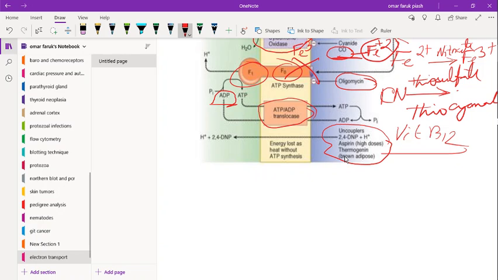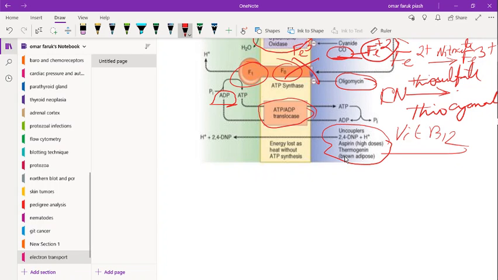So we know that in the mitochondria, 50% of energy is lost as heat, and 50% is generated as ATP. But with uncouplers, suppose a wrestler who is taking 2,4-dinitrophenol has taken 5 to 6 pills and becomes so fatigued, tired, and restless, and he is telling you that he is going to die. Then you figure out that he has taken 2,4-dinitrophenol, and what is the problem?